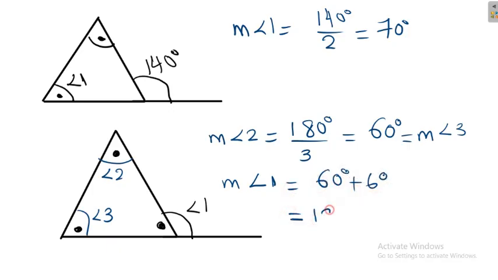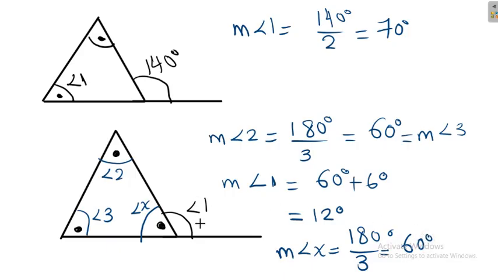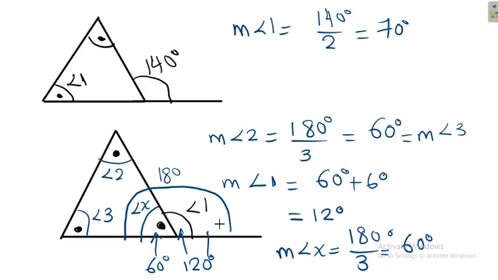It will be 120. You can get it another way if you call this angle x. The measure of angle x will be 180 divided by 3. It will be 60 degrees. And the measure of angle 1 and angle x are on a straight line. The summation is 180. One is 60, then the other will be 120. It's very simple. Okay, let's move to another one.